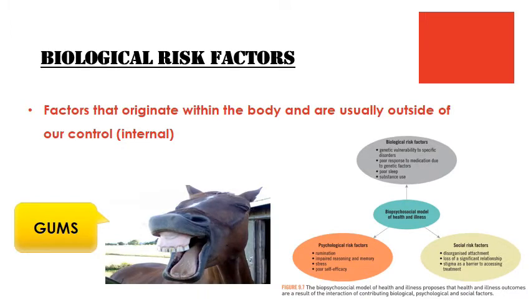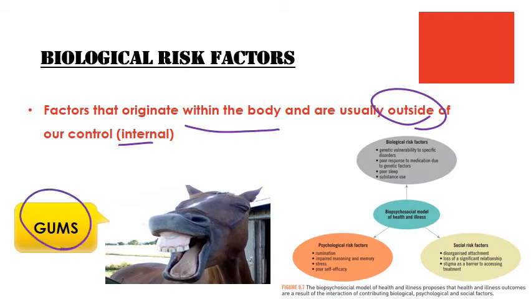So let's start with biological risk factors. These are factors that originate within the body and are usually outside of our control, so they're internal. What that means is we can't necessarily do very much to control these particular risk factors. Now, what you can do is use this little acronym to help you remember the specific biological risk factors. So we've got GUM. GUM stands for G is for genetic, M for medication, and S is for substance use. You can think of a horse's gums.